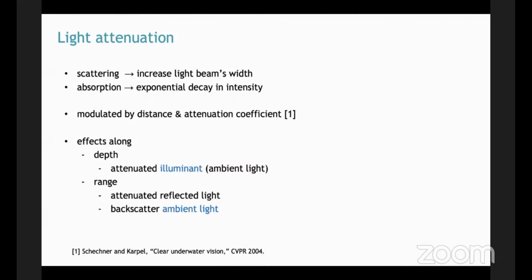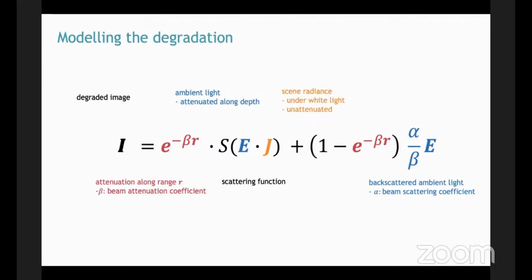The effect is twofold. The first is that along the depth, the illuminant on the scene is attenuated. And along the range, the reflected light of the objects is attenuated, reduced in intensity. And also there's an increase in the backscattered ambient light. So here we have the degradation model, which is slightly different from that shown by Dr. Kim, because here what I'm interested in is the scene radiance under a white illuminant. That is J, and I is our degraded image.